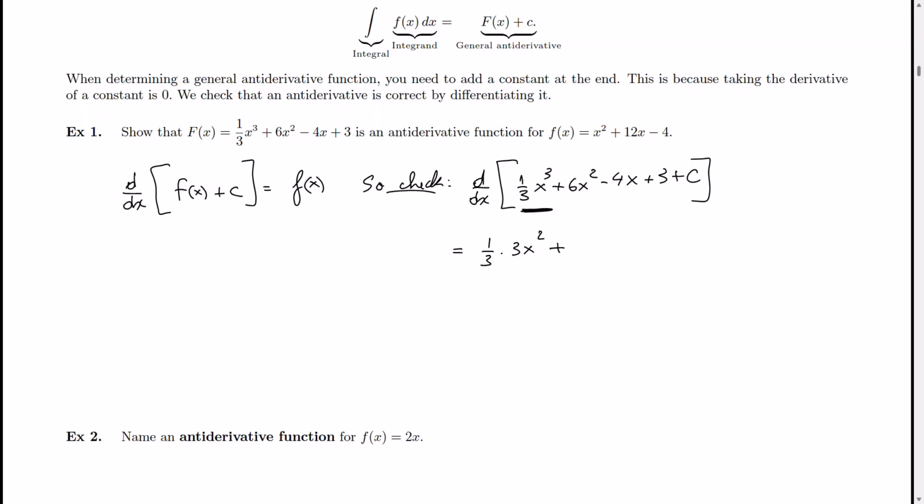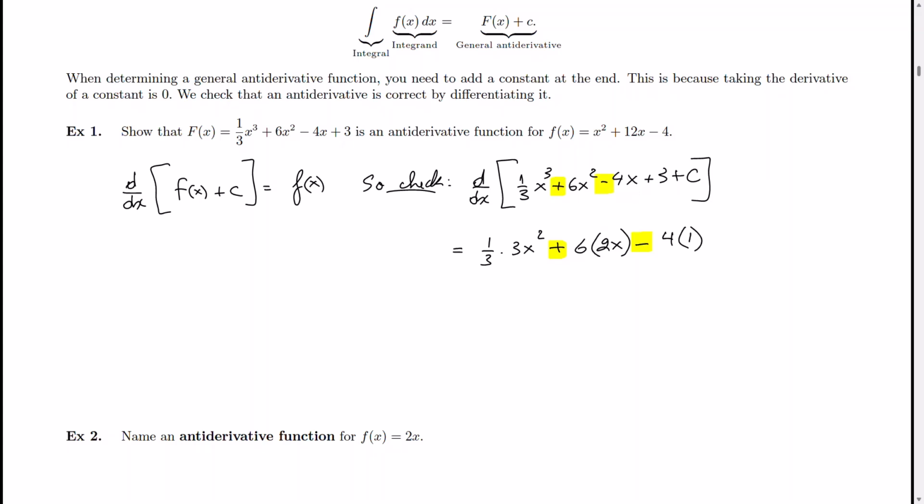Then we have a plus sign, so we're going to ignore the plus sign, and we're just going to proceed to the next term, which is the 6x squared. What's the derivative of 6x squared? The derivative of 6x squared is going to be 6 times the derivative of x squared, which is just 2x. Next, we have a minus sign, so we're going to, again, ignore the minus sign and move on to the term next to it, which is the 4x. What's the derivative of 4x going to be? Well, 4 is going to go for the ride, and the derivative of x is going to be 1.